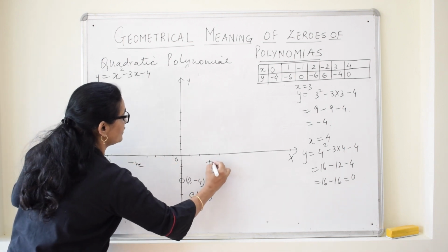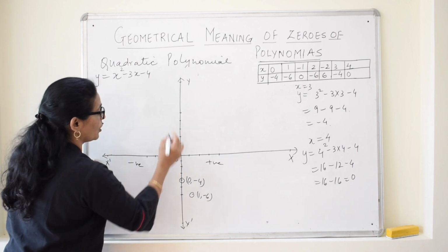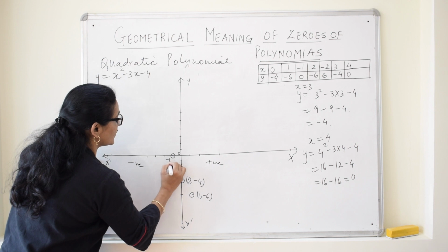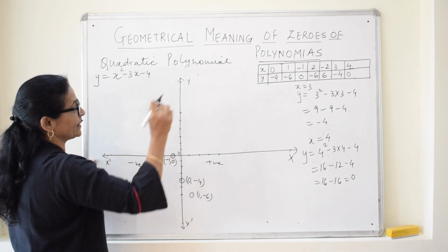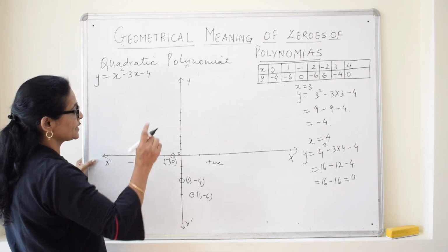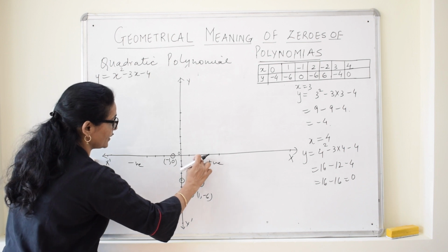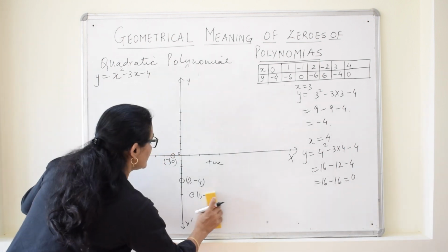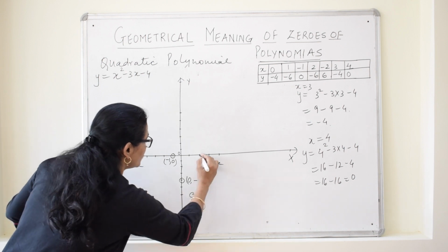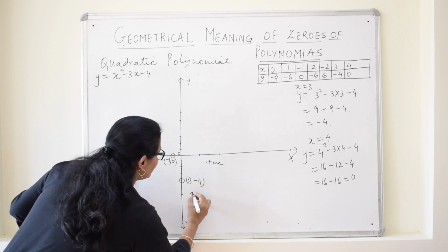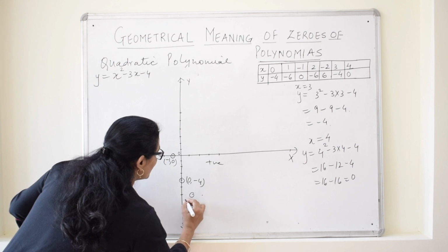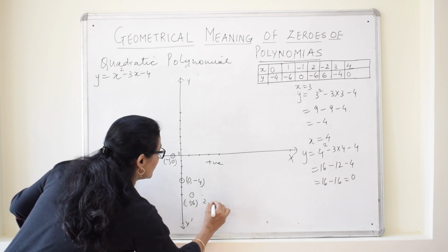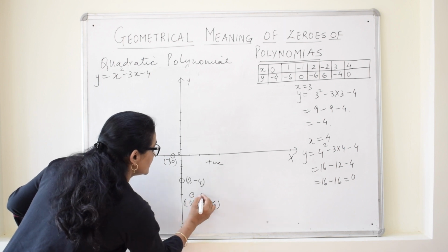This side is positive. So minus 1, 0 is this point. Next is 2, minus 6. So 2 is here, and 2, minus 6 will be coming with this. So we will just rub this, and 2, minus 6 will be here. So minus 1, 0, 1, minus 6 and 2, minus 6 side by side.